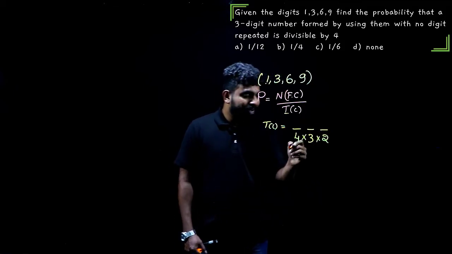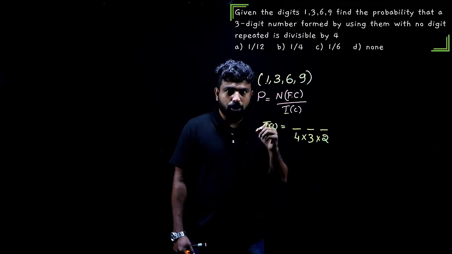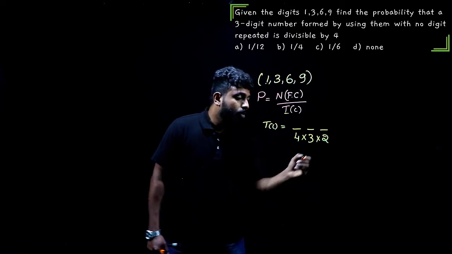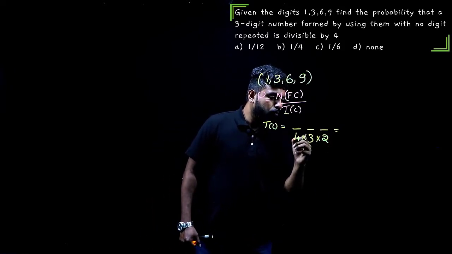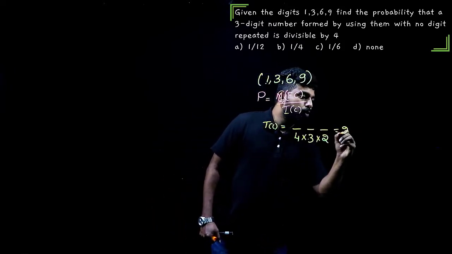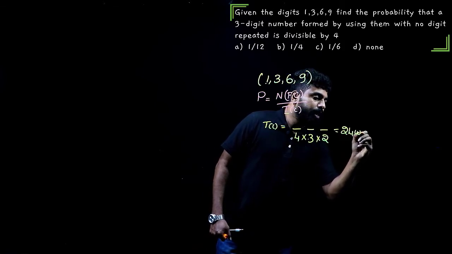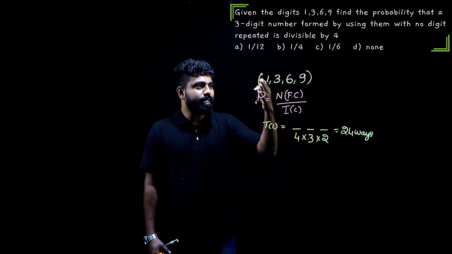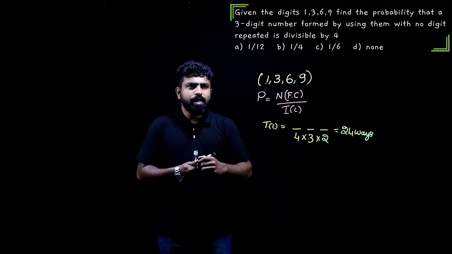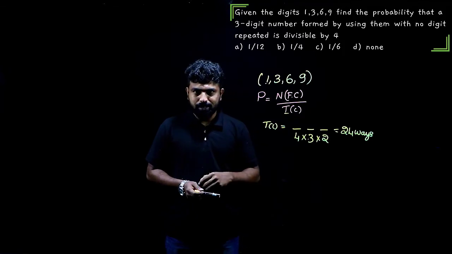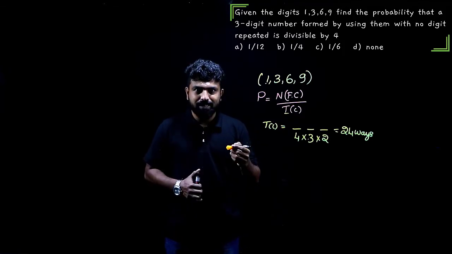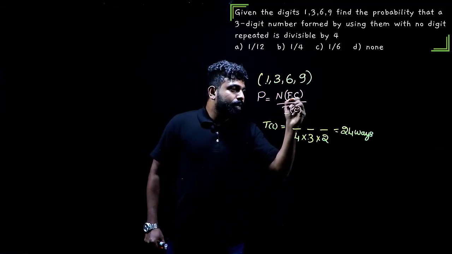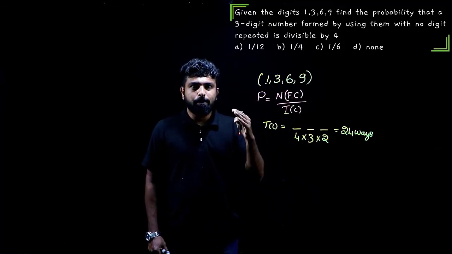So in how many ways can I form a 3-digit number using these 4 numbers? I can be forming them in 4 into 3 into 2. 4 into 3 is 12, 12 into 2 is 24 ways. In 24 different ways, I can form 3-digit numbers using these 4 digits. Now we need our favorable cases. What are our favorable cases? Favorable cases are nothing but the 3-digit numbers which are divisible by 4.